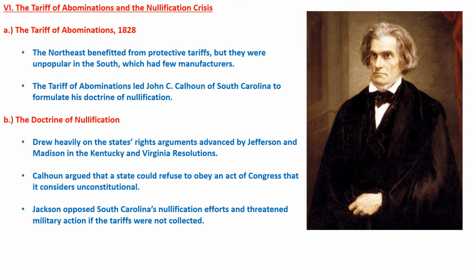A tariff in 1828 was so high that it earned the name from Southerners, the Tariff of Abominations, and led Jackson's vice president, John C. Calhoun, to resign and to formulate his doctrine of nullification. The doctrine of nullification drew heavily on states' rights arguments that had previously been advanced by Jefferson and Madison in the Kentucky and Virginia resolutions, as well as the Federalist Hartford Convention during the War of 1812.